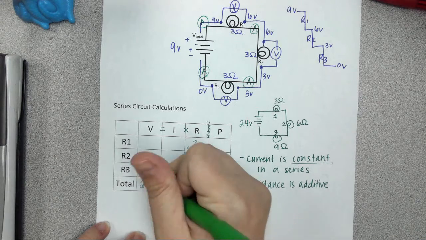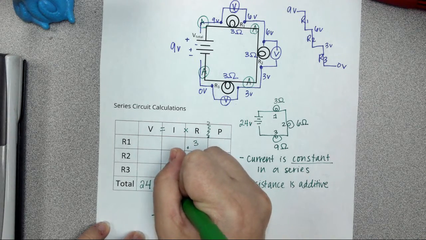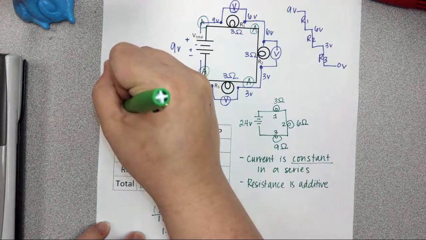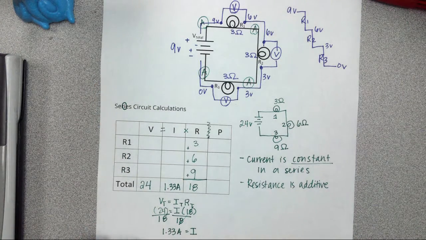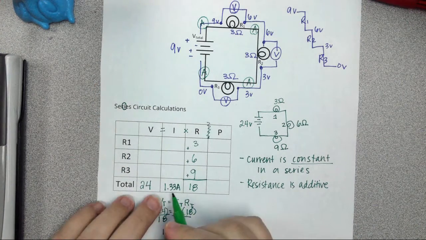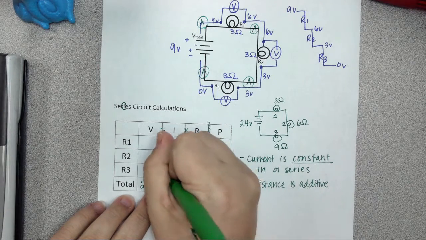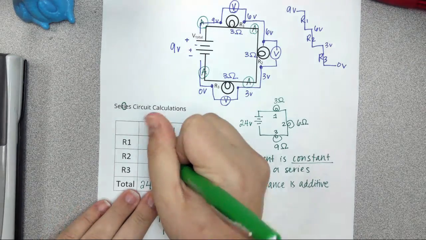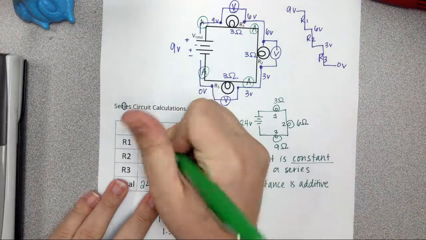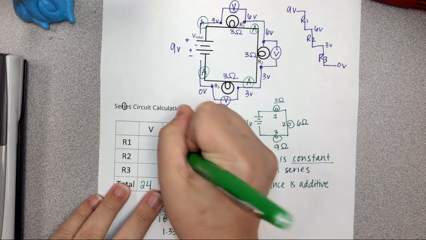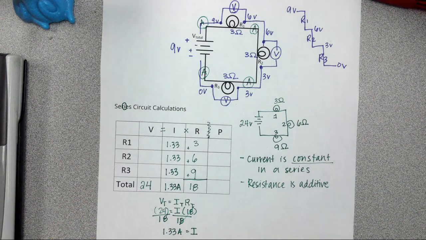Okay, so I'm going to put that here in this total current box, and because it's a series circuit, that means if the current is 1.33 at the battery, it's 1.33 at resistor 3, 1.33 at resistor 2, and 1.33 at resistor 1.